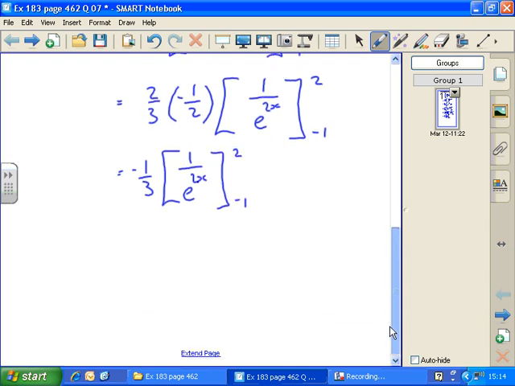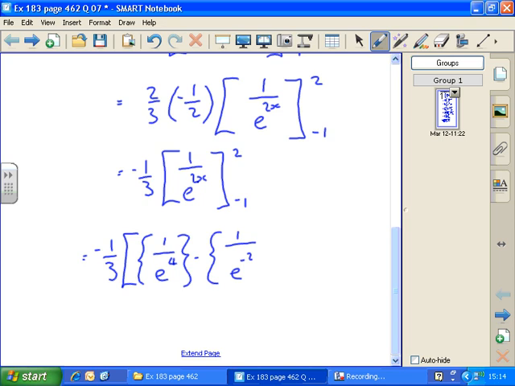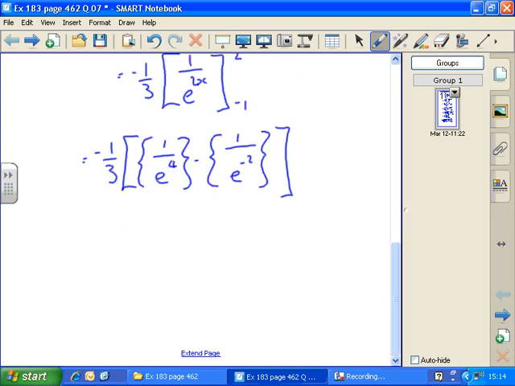And now we put the limits in, x equals 2 and x equals -1. So this becomes -1/3, 1 over e to the 2 times 2, which is 4, minus 1 over e to the -2. And we can put those into the calculator and get out the correct answer.